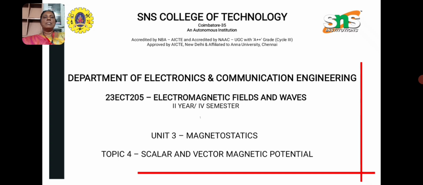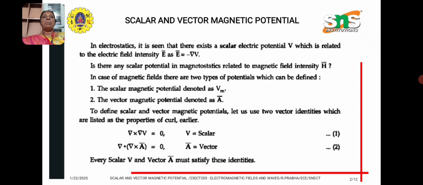In this video, we will discuss the topic on scalar and vector magnetic potential for the unit magnetostatics. In electrostatics, it is seen that there exists a scalar potential and it is denoted by V. This is related with electric field intensity as E is equal to negative gradient of V. And in the case of magnetic field, there are two types of potentials. One is known as scalar magnetic potential denoted by Vm, and another one is vector magnetic potential denoted by A vector.